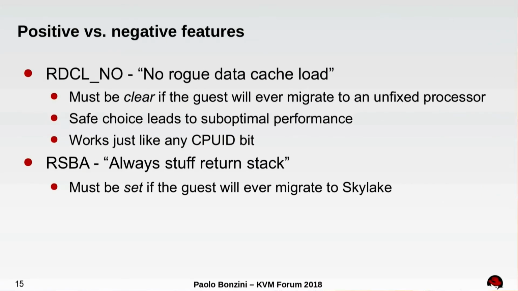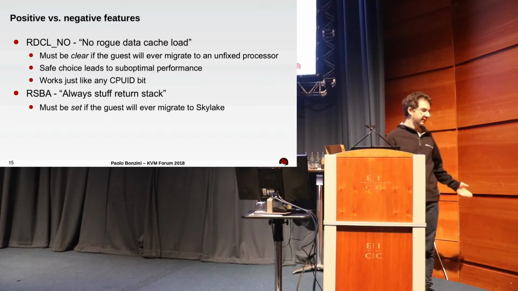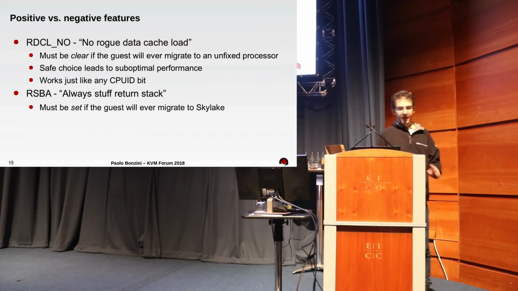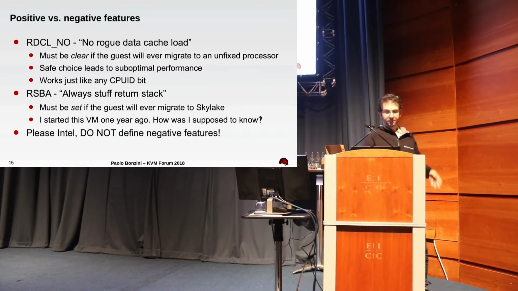So what's the difference between these features? RDCL_NO must be clear if the guest will ever migrate to an unfixed processor. Fine. Leave it clear if you don't know that it exists, and the processor will just work a bit more slowly. But everything is just like any CPUID bit. RSBA, you must set it if the guest will ever migrate to Skylake. I started this VM 1 year ago. How was I supposed to know that this bit even existed? It wasn't even in any manual. It wasn't defined. So please, Intel, we have this one, but do not define more negative features.